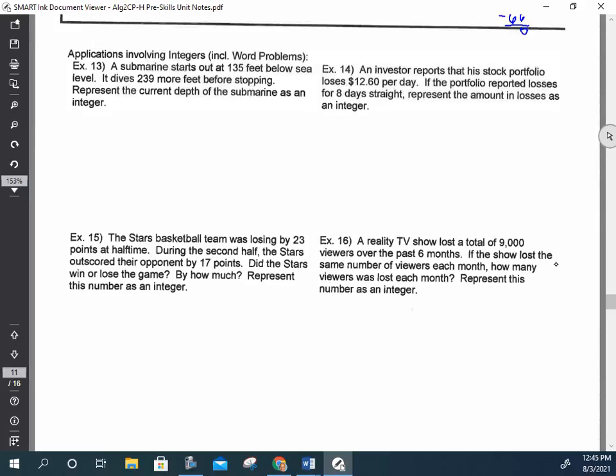So let us begin with problem 13. A submarine starts out at 135 feet below sea level. It dives 239 more feet before stopping. Represent the current depth of a submarine as an integer.